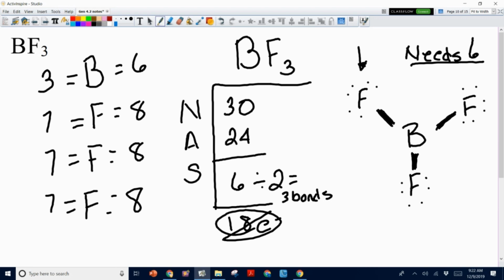Now, this is either trigonal planar or trigonal pyramidal. How do you tell the difference? Well, you look to see if there are any unbonded electrons on the center. See, we don't see any dots on this boron that's in the center. So it's not going to push that up into a pyramid. It's going to be able to lay flat. So this is going to be trigonal planar, because there are no electrons on that center atom to push those bonds downwards and pop it up into a pyramid shape. Trigonal planar.